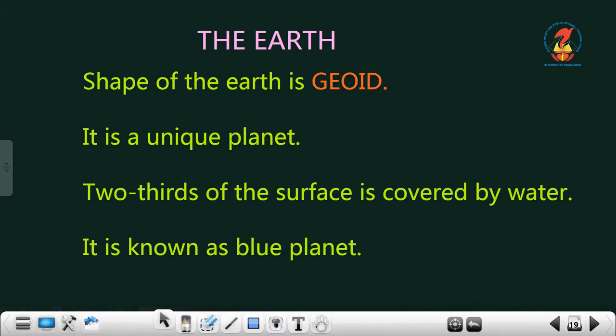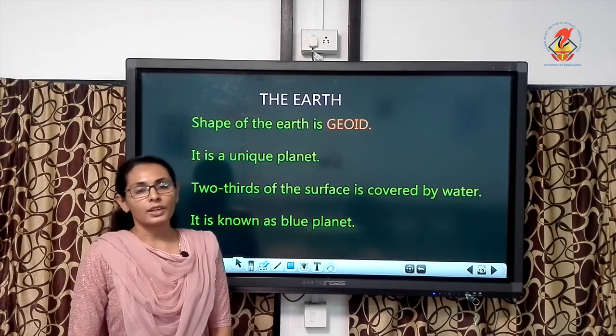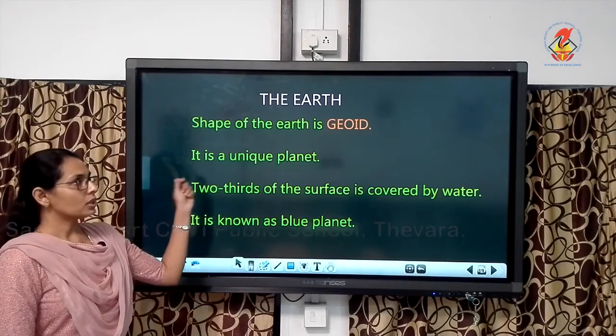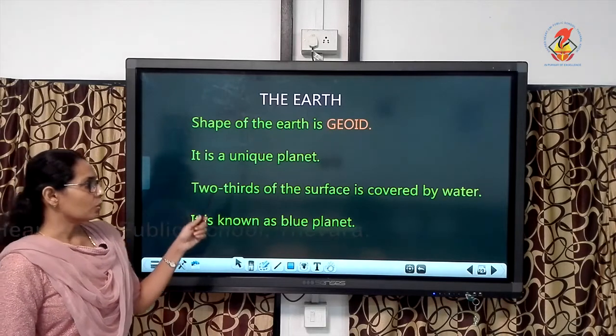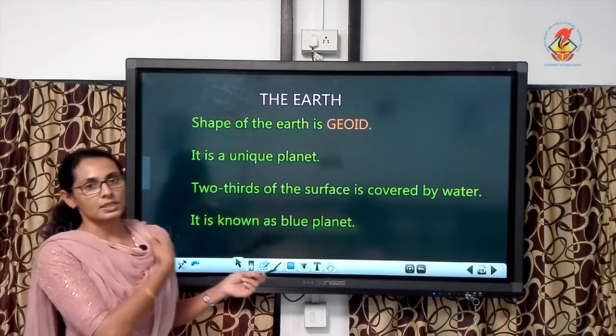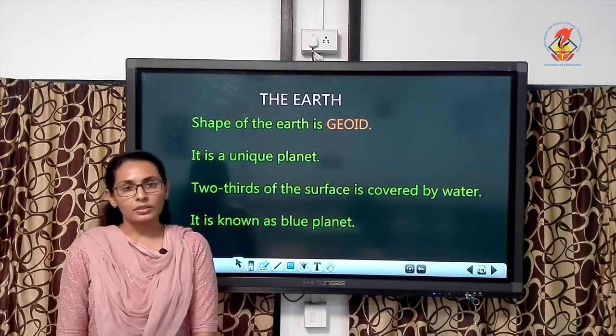Why is the Earth known as a unique planet? Our life-supporting gases exist on the Earth, and also two-thirds of the Earth is covered by water. Therefore, it is known as the blue planet, because the majority of the surface is covered with water, and when we look up at the sky, it looks blue. Clear? So the Earth's shape is geoid, it is a unique planet, and it is also known as the blue planet. Clear, children? That's all for today.